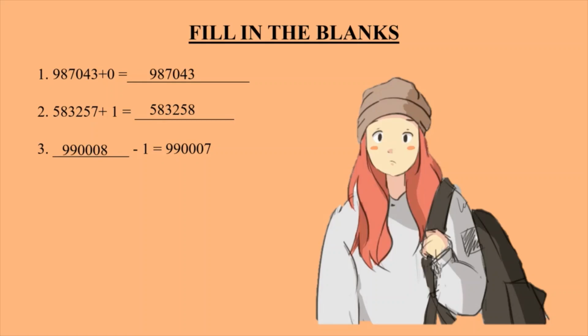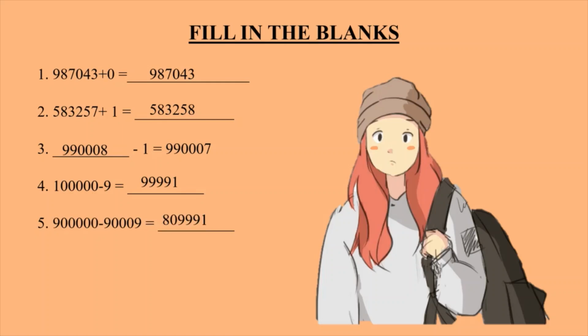9,90,008. Next one, 1 lakh minus 9. So you subtract it and find the answer. The answer will be 99,991. Next one, the answer will be 8,09,991. The next one will be 0.